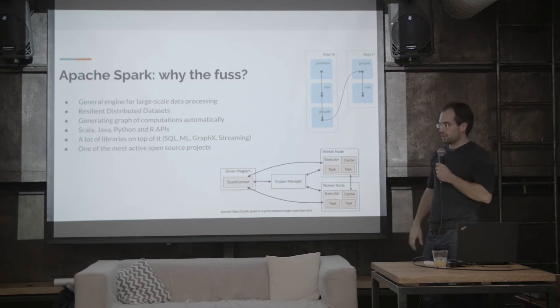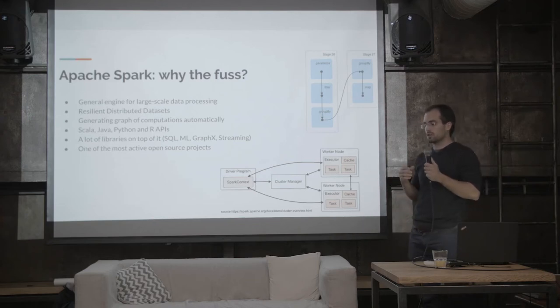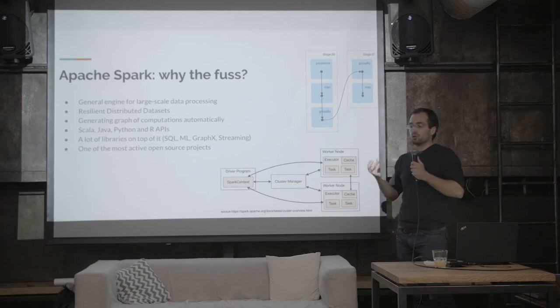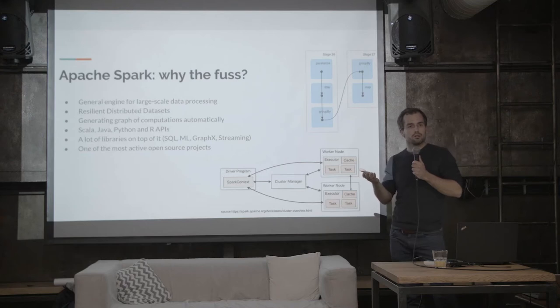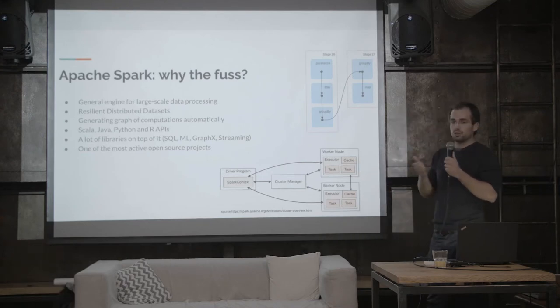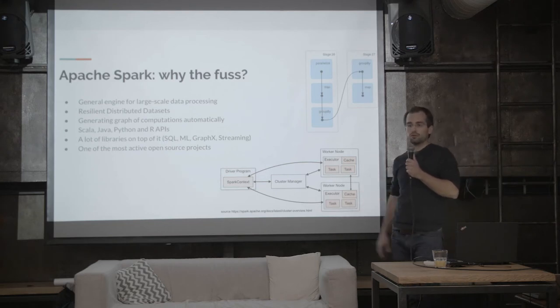So why is Spark so great? Because it can be seen as an evolution of the MapReduce model. In MapReduce, how many have heard about MapReduce? Okay, not bad. So you need to create those MapReduce steps for your processing.